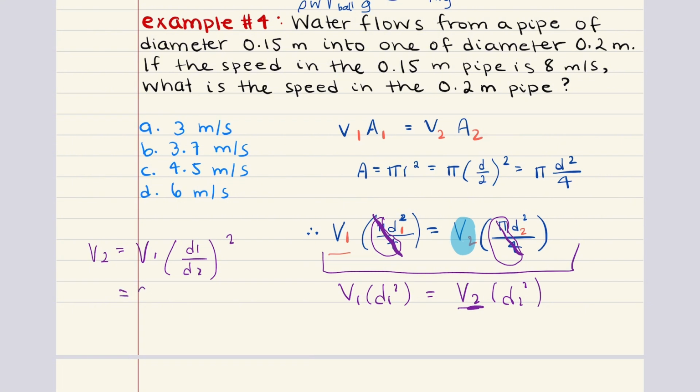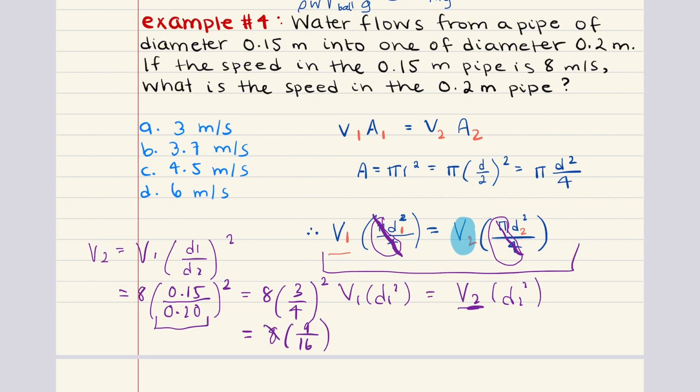V1 is equal to 8 meters per second. This is multiplied by D1 over D2, which is 0.15 divided by 0.20, and that's all squared. Now we can simplify what's inside the parentheses. 0.15 divided by 0.20 is equal to 3 over 4, and that's easier to think about squaring. So here we have 8 multiplied by 3 over 4 squared. This gives us 8 multiplied by 9 over 16.